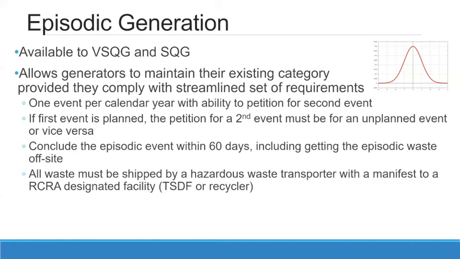And a VSQG or an SQG can have up to 2 events in a calendar year. If the first event is planned, then the second event must be unplanned, and vice versa. If the first event is unplanned, then the second event is planned. For that second event to occur, they must petition the department for that second event. For the episodic generation, basically you have 60 days to conclude the episodic event. Next slide, please. Thank you.